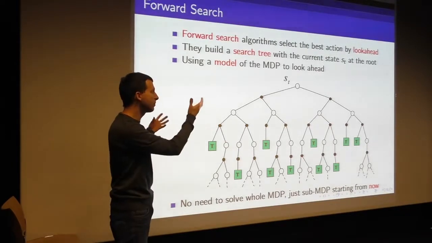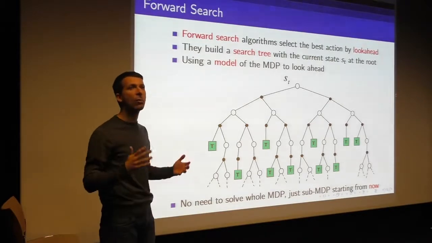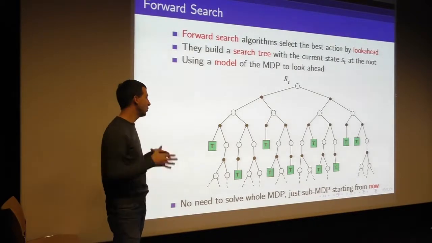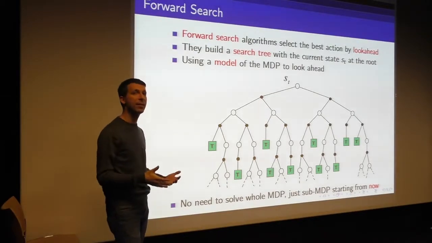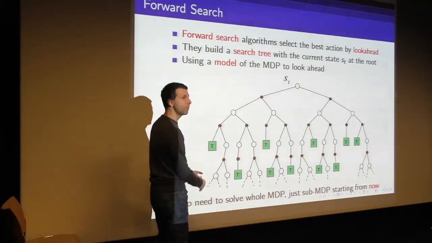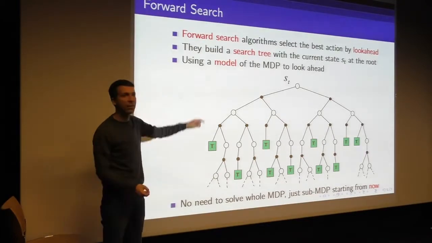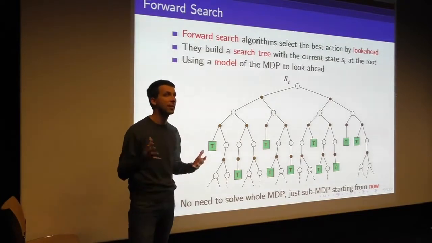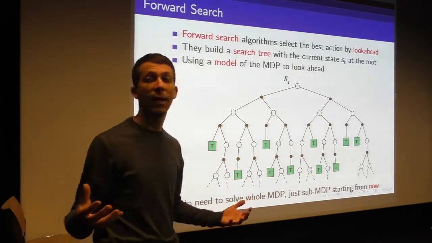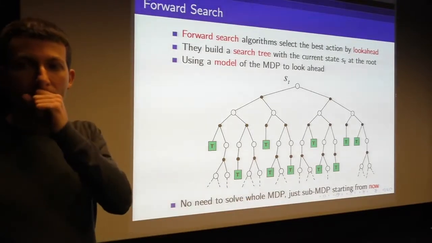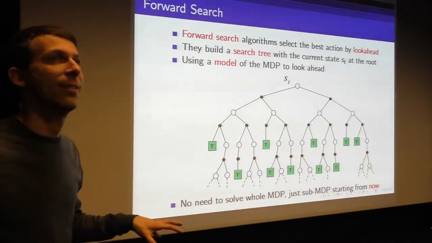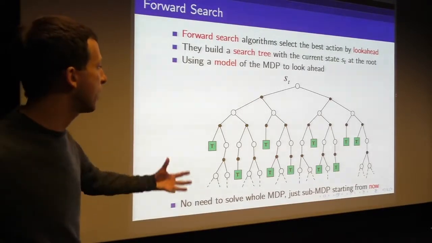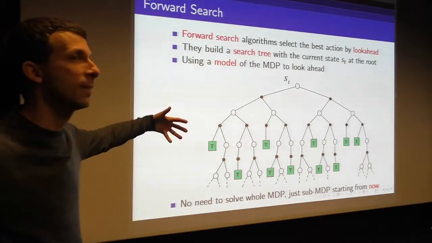The main point of this slide is to say that we don't need to solve the whole MDP. Solving the whole MDP is a big waste of resource. We just need to focus on the sub-MDP that starts from now. What happens in some unreachable part of the state space, or something we're not going to reach for another year from now, doesn't really matter to us. It just matters the sub-MDP that we're in right now. Let's do well for that. And sometimes that can be dramatically easier than solving for the whole MDP. So that's forward search. We solve for the sub-MDP starting from now using look-ahead.